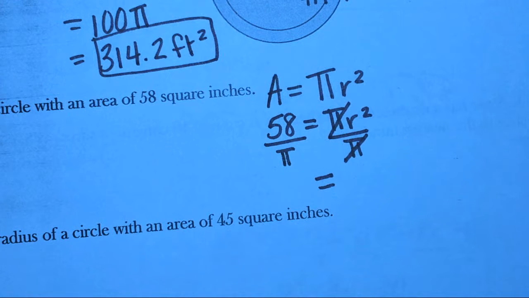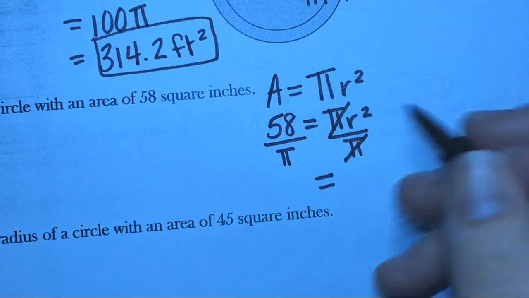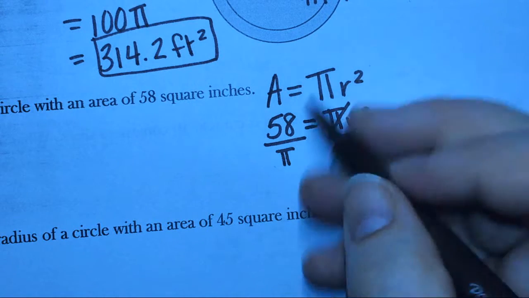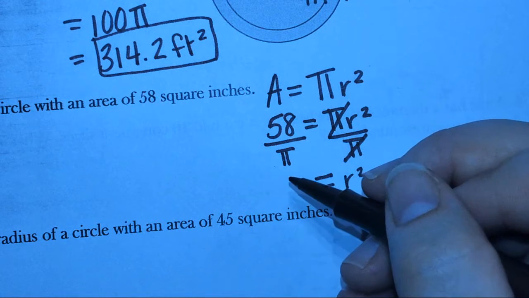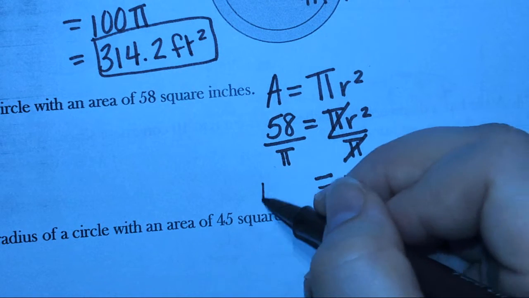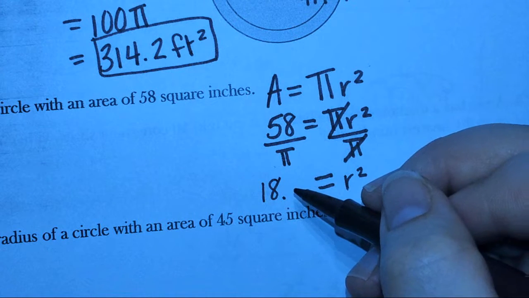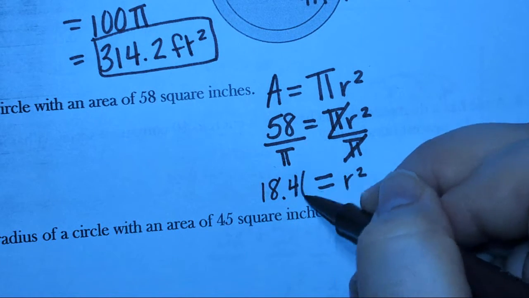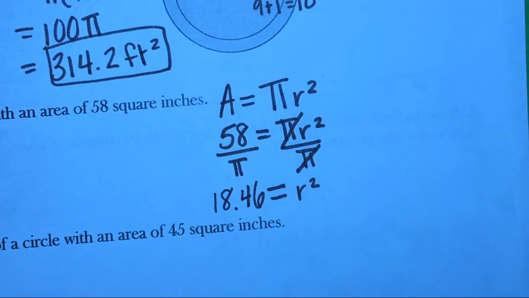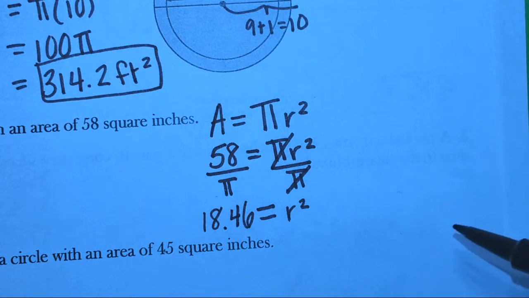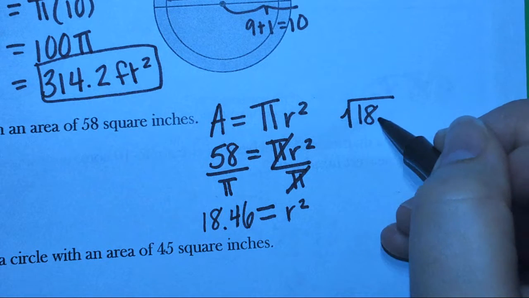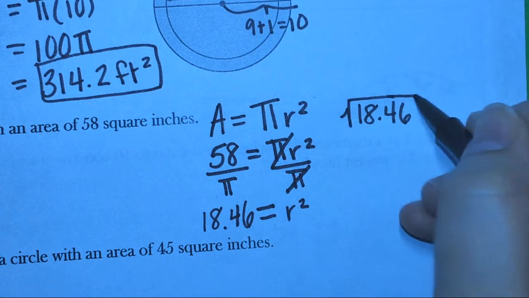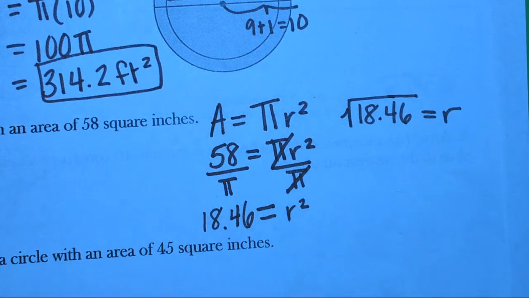When you type 58 divided by pi in your calculator, what do you get? 18.46, yeah, 18.5 would be great. And then, we have to have just an R all by itself, so we need to take the square root of both sides. So the square root of 18.46 equals R.